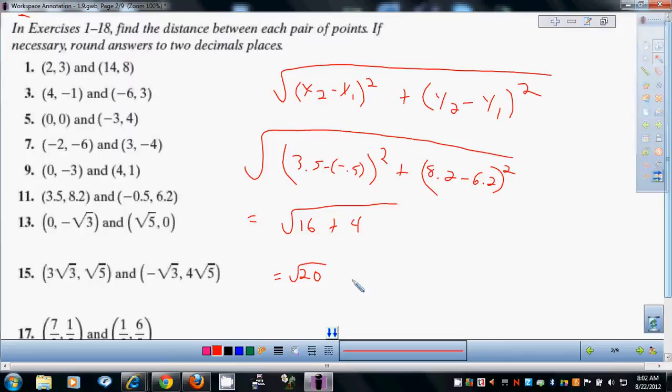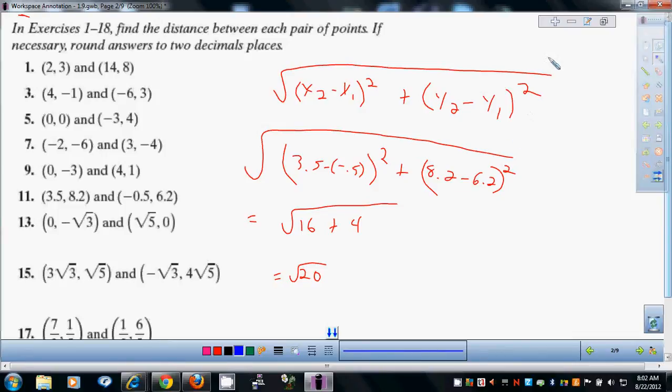Questions about any step that I took right there? Alright, then let's just keep going. Anybody want to see another one on this page? 15 because the radicals, right?